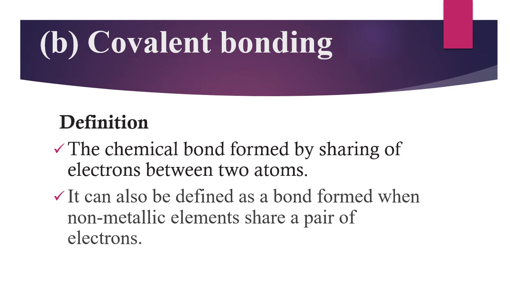Let's take the second type of bond, which is called covalent bonding. Here we have the definition of covalent bonding. Covalent bonding is the type of chemical bond formed by sharing of electrons between two atoms, between two non-metals. In another way, it can also be defined as a bond formed between non-metallic elements that share a pair of electrons.